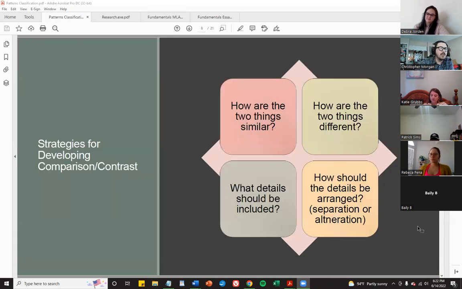But I think you get the point here, right? Strategies for developing comparison and contrast: How are two things similar? How are they different? What details should be included? It's a question that keeps coming back to: what should we talk about? What is the scope of the thing we're talking about, right?